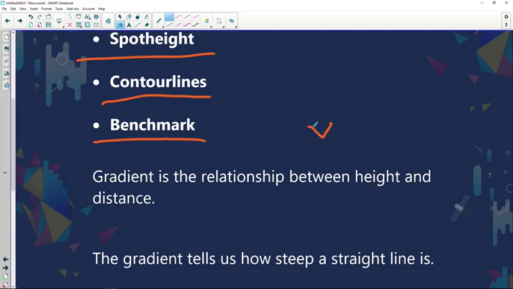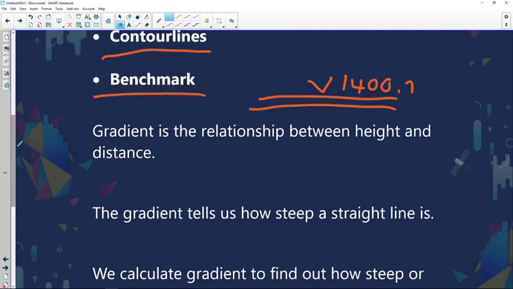Lastly, what we usually find to show us height is benchmarks. A benchmark is usually a road that goes through a pass, and next to the road there will be a small sign showing you the height. For instance, 1,400.7 meters above sea level. Now once we look at gradient, there's a relationship between height and distance, because what we're trying to establish over here is how far we need to travel before the gradient increases.